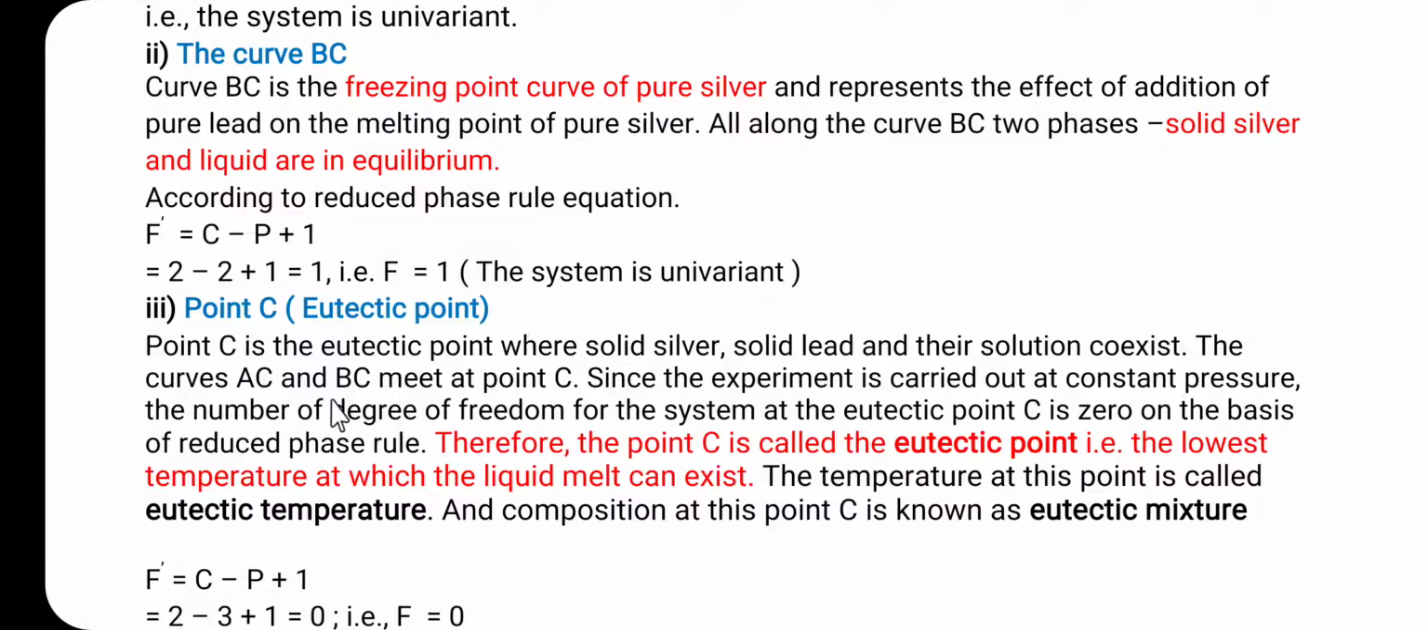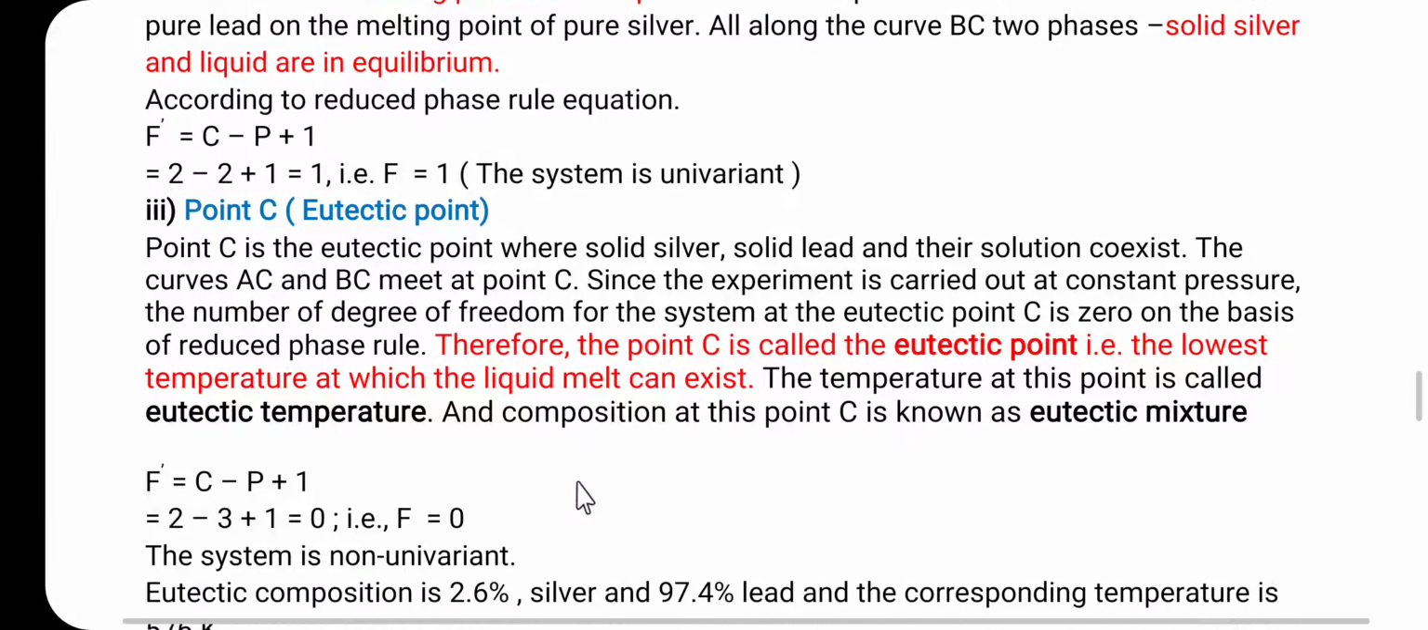The curves AC and BC meet at point C. Since the experiment is carried out at constant pressure, the number of degrees of freedom for the system at the eutectic point C is 0 on the basis of the reduced phase rule. Therefore, point C is called the eutectic point, that is the lowest temperature at which the liquid melt can exist. The temperature at this point is called the eutectic temperature, and the composition at point C is known as the eutectic mixture.